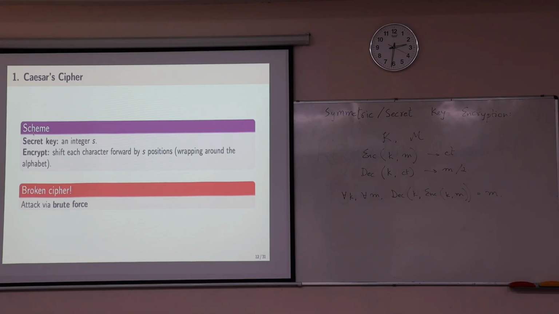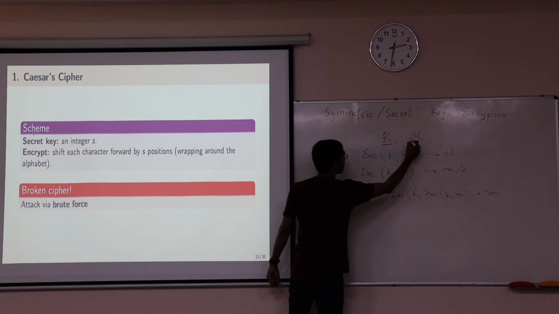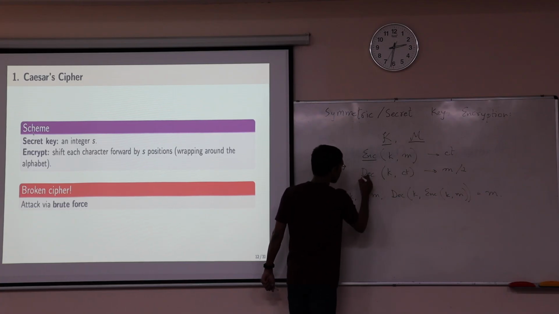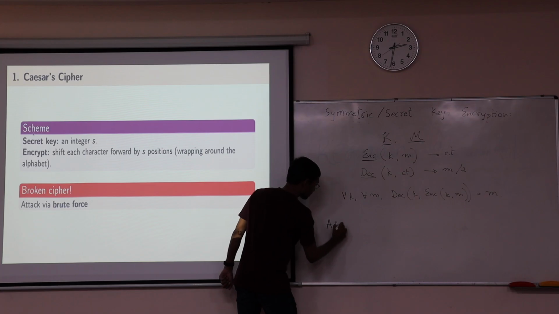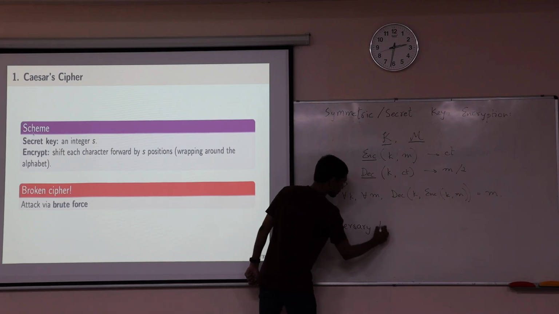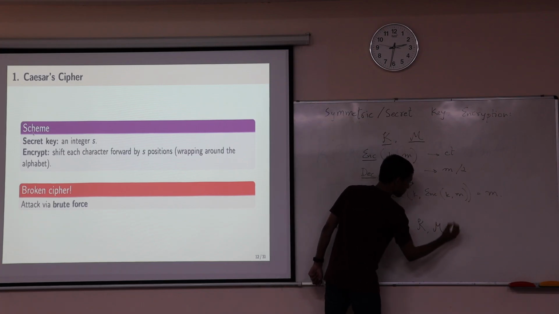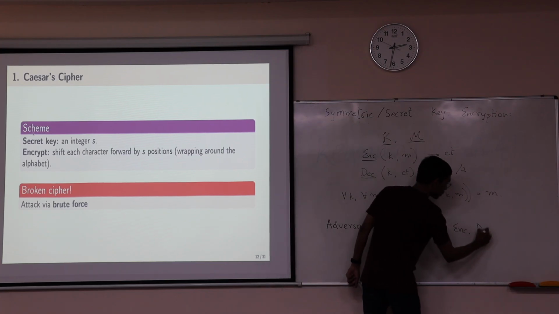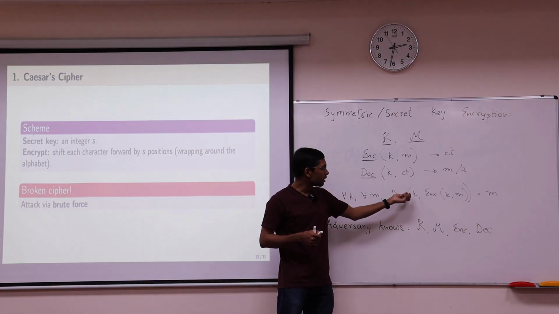We cannot hope to hide the algorithms or the schemes that we are using. Okay? So the adversary in this particular case, for instance, we do not hope to hide the key space K, the message space M, the encryption algorithm, or the decryption algorithm. So what the adversary certainly knows is the key space, the message space, and the description of the two algorithms. Okay. What it does not know, the security should come only from the key being hidden.